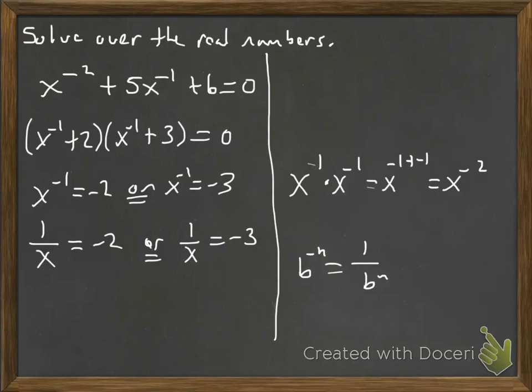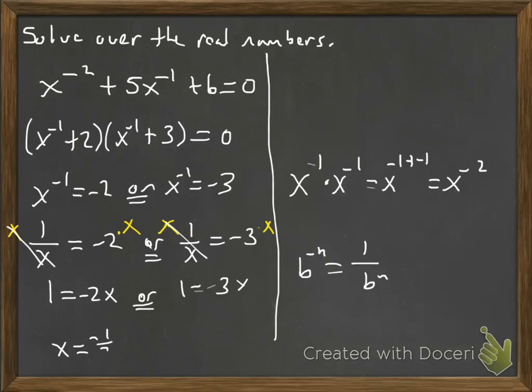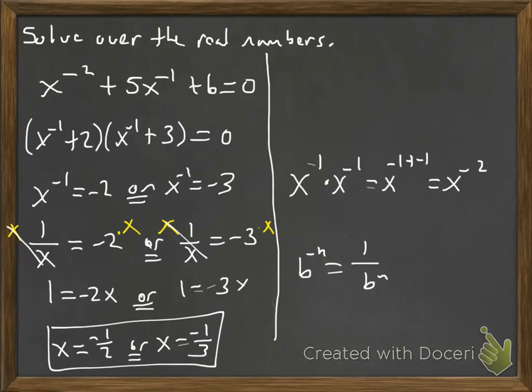We're going to go ahead and clear the fractions. The LCM of both equations is just x, so we're going to multiply both sides by x. And on the left side, on both equations, the x will cancel. So 1 is equal to negative 2x. And 1 is equal to negative 3x. And we divide both sides by negative 2 and get x is equal to minus 1/2. Or divide both sides by negative 3 and get x is equal to minus 1/3. Okay? So that's just doing regular old factoring.